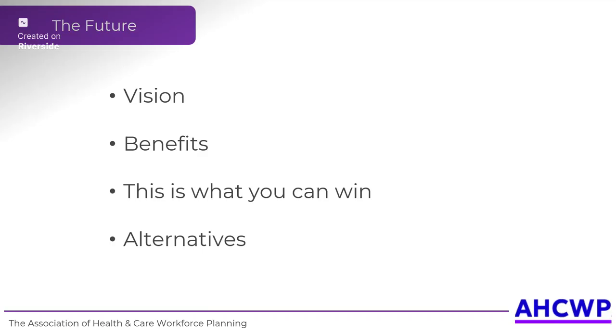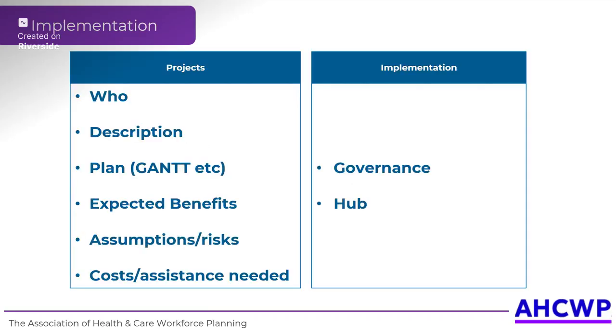Implementation wise, you need to make sure you've got a clear view on who is doing what. So any implementation section of a plan should include what the projects are, who is doing each project, and a description of each project. They can include a plan, which may include a Gantt chart, because people love a Gantt chart. They never ever get delivered, but people love them. The expected benefits, any assumptions or risks, dependencies, for example, and any costs or assistance needed.